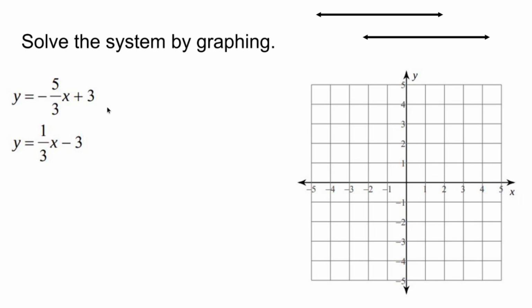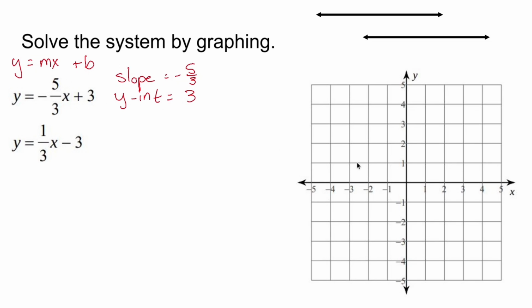I'll graph you by saying, all right, well, you are already in slope-intercept form, like so, where my slope in this case is negative 5 over 3 because when y is all by itself, the number in front of x is my slope. And my y-intercept, the number floating around, is going to be 3.